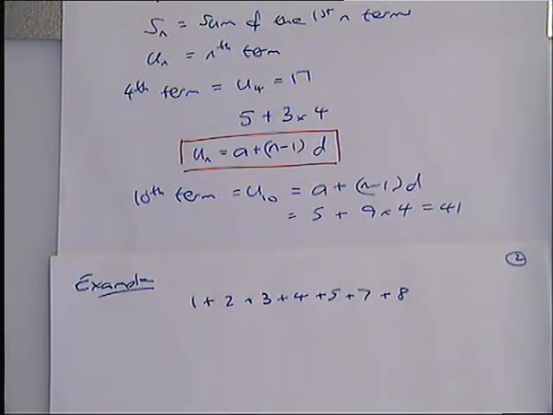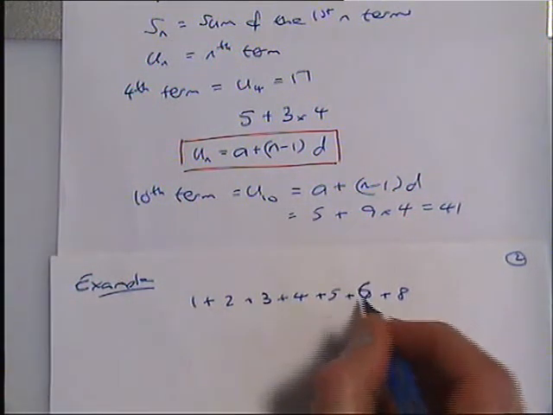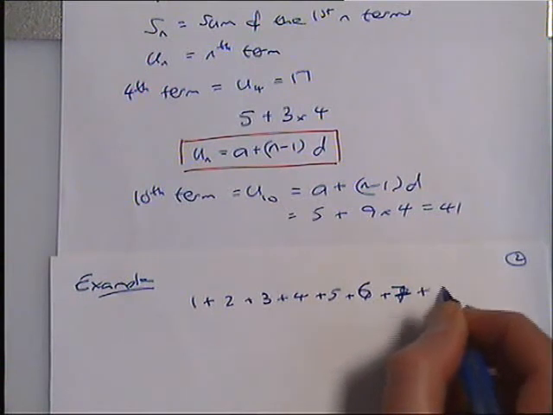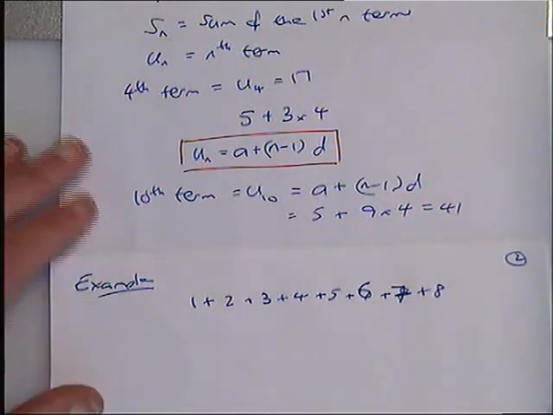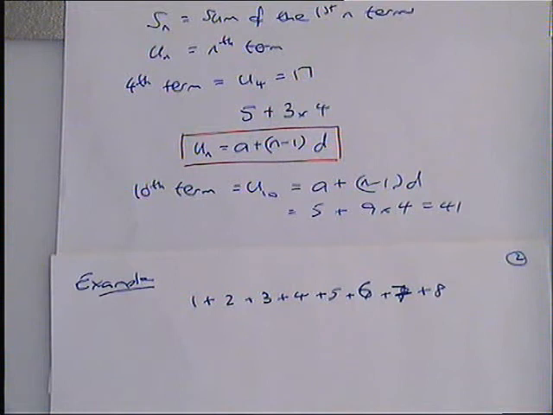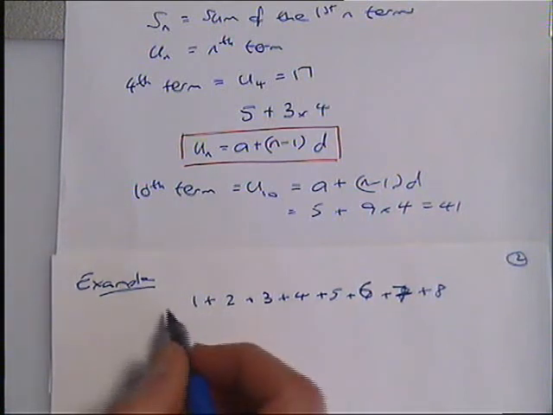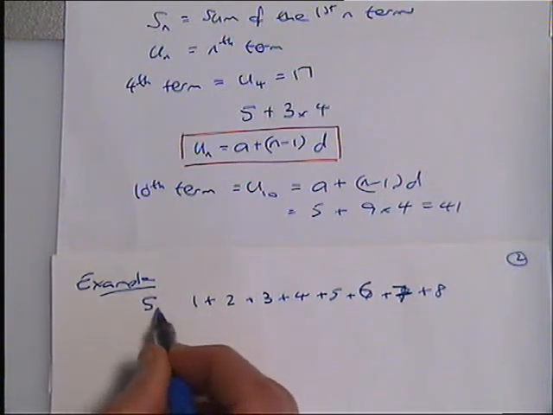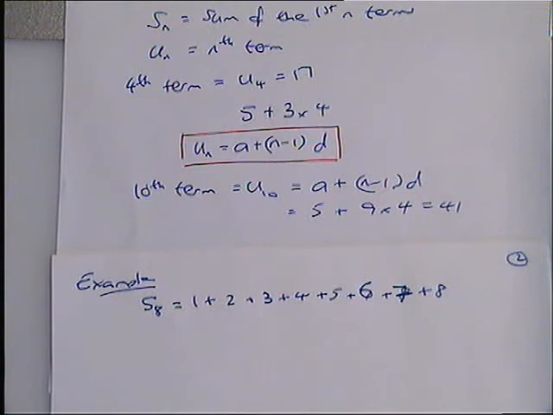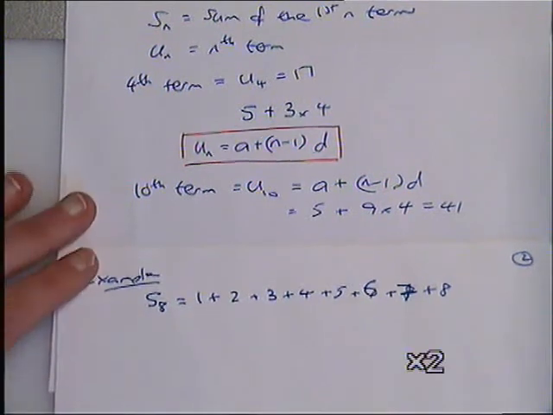Okay. I've missed out 6. There we go. 6 was meant to be in there. So the numbers from 1 to 8 added together. It's one of the most basic arithmetic progressions. You've got the first term is 1 and the common difference is 1. I'm going to call that then S8. That is the sum of my first 8 terms.